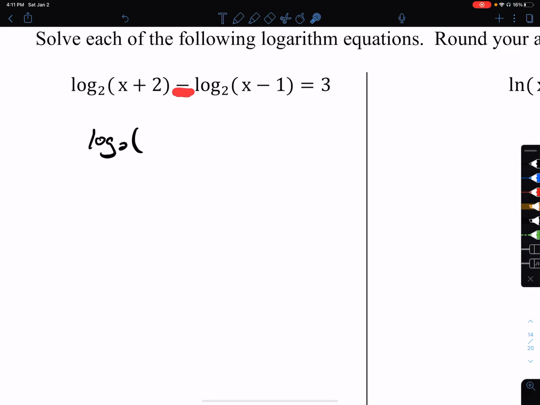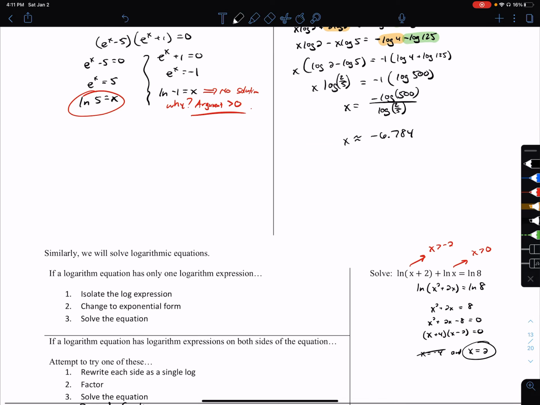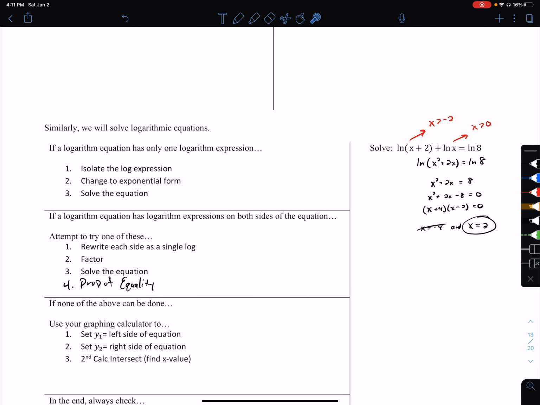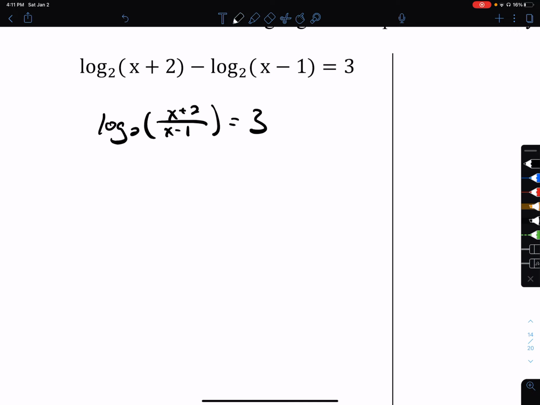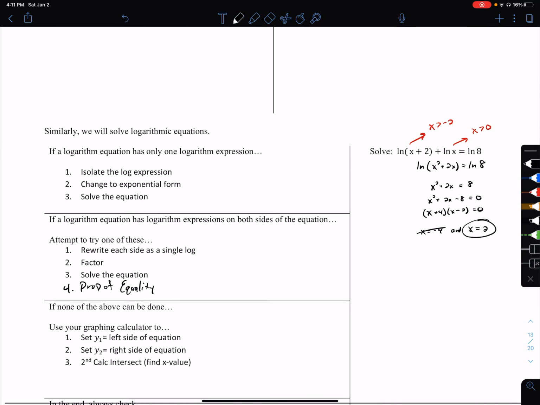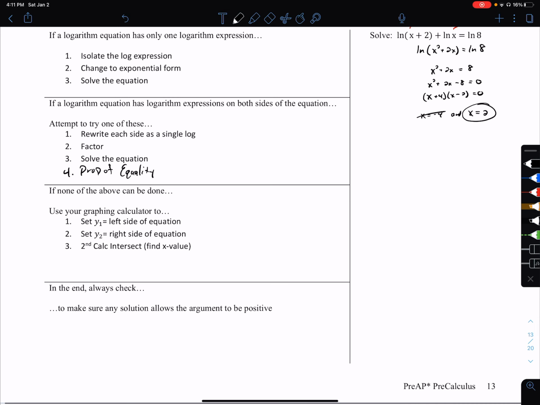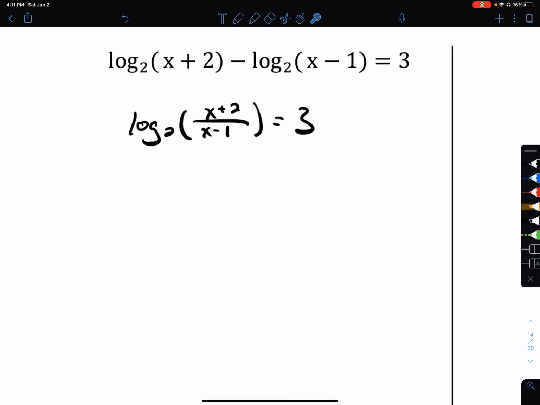It says subtract. To consolidate, I take the positive logarithm's argument and put it in the numerator. I put the negative logarithm's argument and put it in the denominator. Once we're here, now we fit into the category of there's only one logarithm. Isolate the log expression. Did it. Change to exponential form. Well, let's see what happens if we do that.